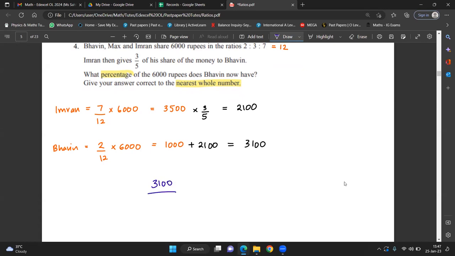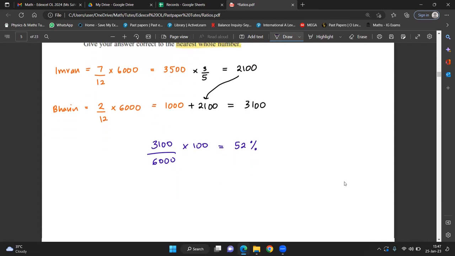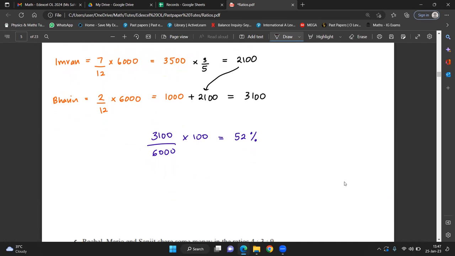3100 over what's the total we have? 6000 into what's the answer? I need the answer to the nearest whole number. What is it to the nearest whole number? 52%. Check. Those of you who are done, move on to the fifth one.